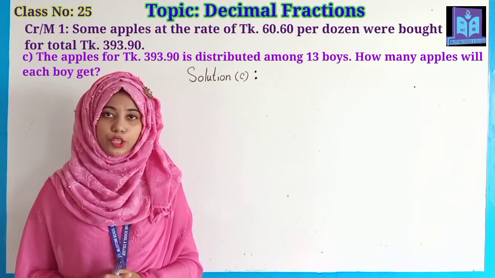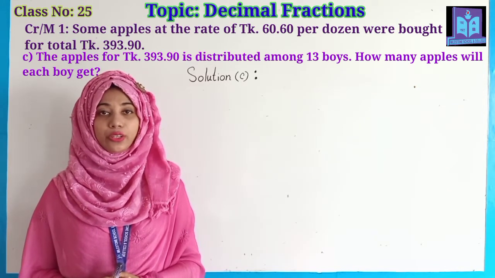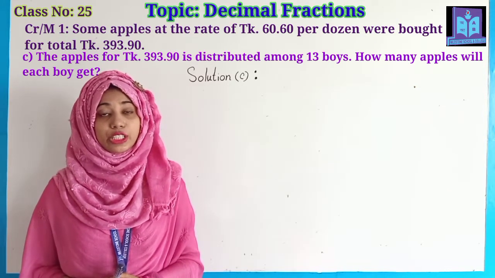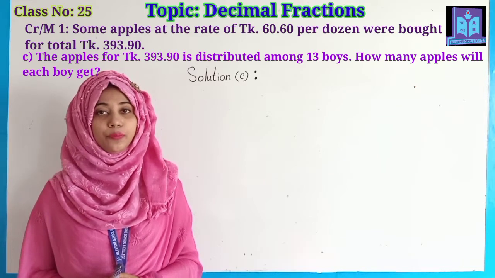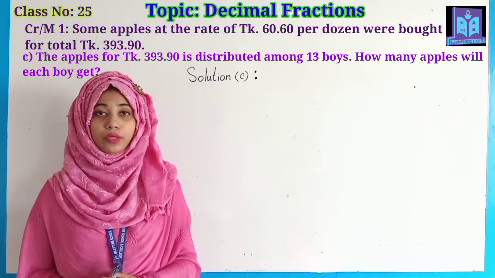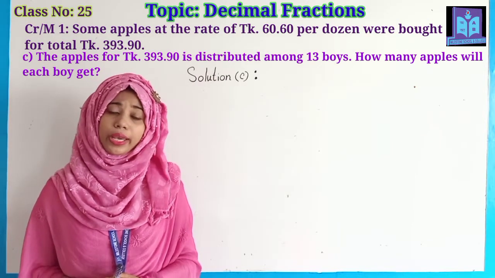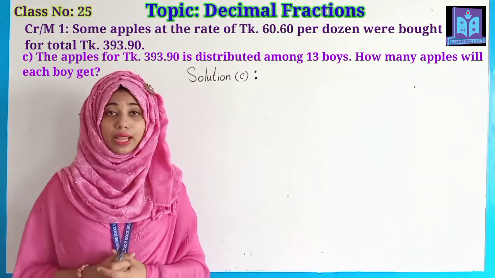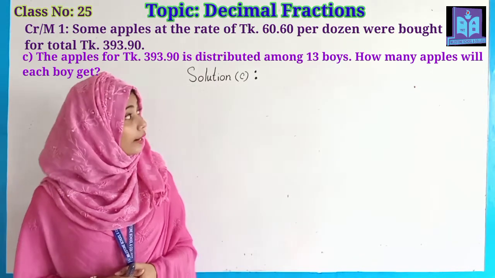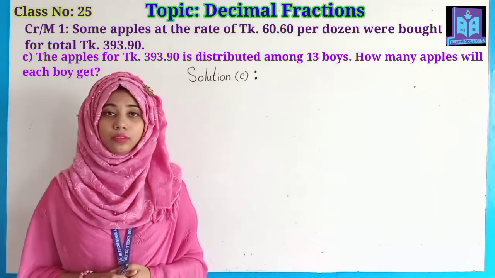Question number C is: 393.90 taka is distributed among 13 boys. How many apples will each boy get? Have you understood this question? No? Okay, I will explain it. You have to find out, with 393.90 taka, how many apples you can buy.